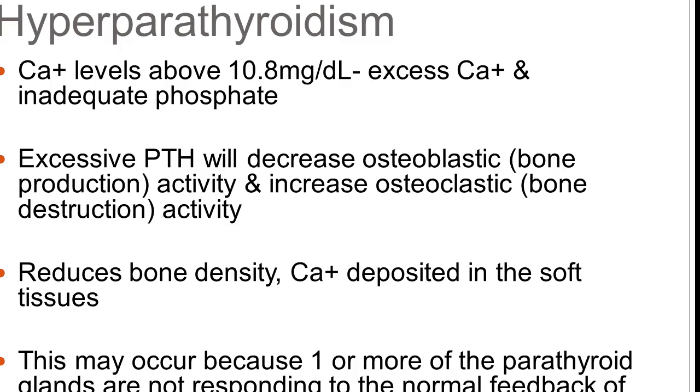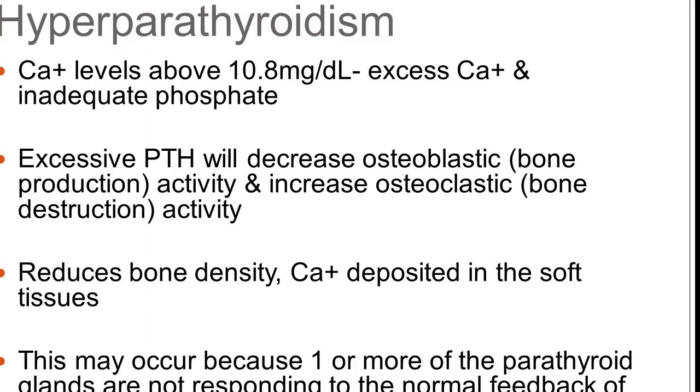With primary hyperparathyroidism, there's probably some hyperplasia or tumor in one of the parathyroid glands, so you have an increased absorption of calcium in the GI tract. Okay, this condition is much more common in women, about 2 times more common than in men, so we see it more in women.